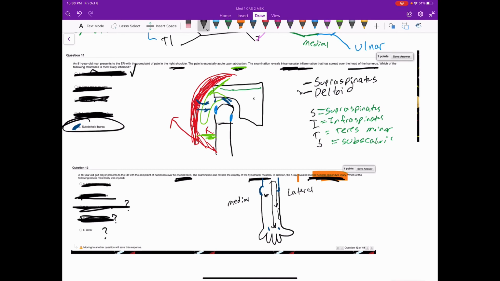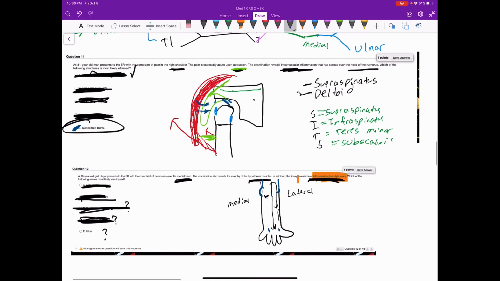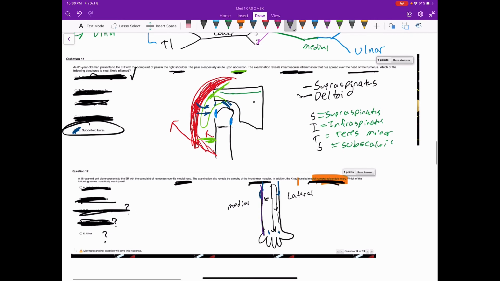The ulnar nerve, this is the baseball injury, UCL tears, right? You tear the ulnar collateral ligament. It's going to be on the medial side of the elbow. He's going to cross over this medial epicondyle, and he's going to go down into the hand. He's also going to innervate the first, second, and a half digits, which is why you see the numbness over the medial hand. You also see atrophy of the hypothenar muscles, which we said was right here. So the ulnar nerve is going to be your answer.